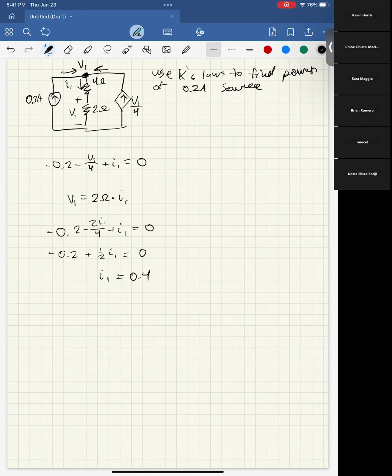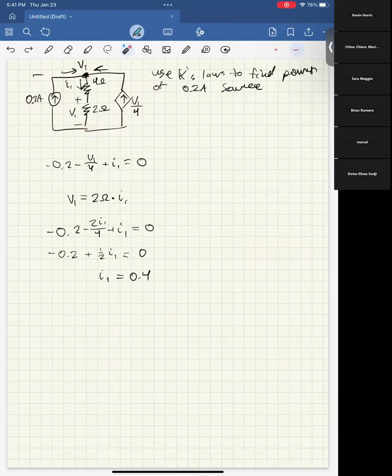So if I1 equals 0.4, then again, remember, the goal of this is to find the power of the 2 amp source. So that means we need to find this voltage difference. I should have said that at the beginning, but always look at what you're trying to get in the end. Since these are connected, the only way to do it is to find the voltage difference here, right? So now that we found I1, we can directly find this voltage difference.